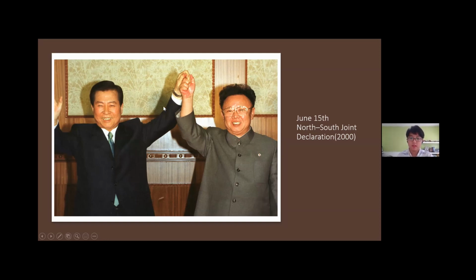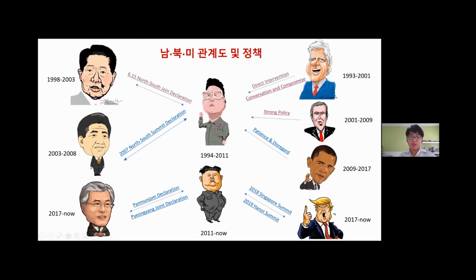Now, while President Kim Dae-jung was president, President Bush was the president of the United States. He was a very tough guy, and he enacted strong policy against North Korea. He was the type of president that would just say, "Come on, give up your nuclear weapon." He even called Kim Jong-il evil. He said North Korea is part of the evil side. That's how he handled the North Korean issue.